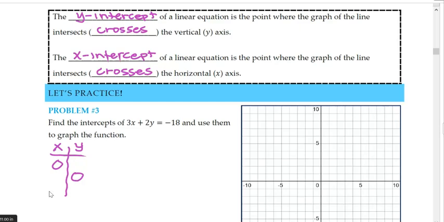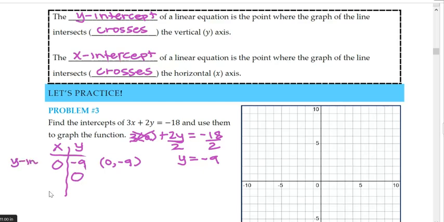So on this first one, we're going to do 3, and in place of x, I'm going to put 0. So 3 times 0 plus 2y equals negative 18. Again, 0 times anything is just 0. So left to do would just be divide by 2. So y equals negative 9. All right, so we have this point here, 0, negative 9, and this is going to be our y-intercept. All right, so when we let x equal 0, we find our y-intercept.